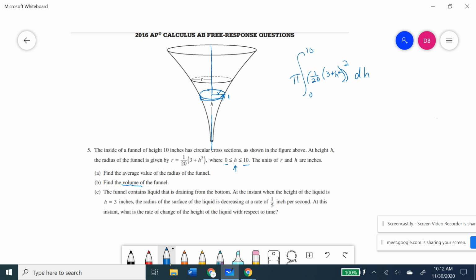So I'm going to square my 1 over 20 and bring it outside with the pi, so that is pi over 4. Trying to double check my arithmetic. Yes, we're good. And then you have to expand the binomial square before you go into integration, because you can't u-substitute what's in there. So expanding, I have 9 plus 6h squared plus h to the 4th power. And then I'm ready to integrate.